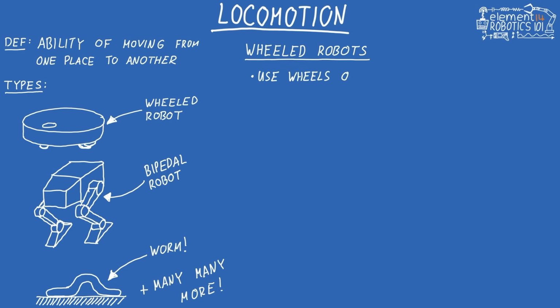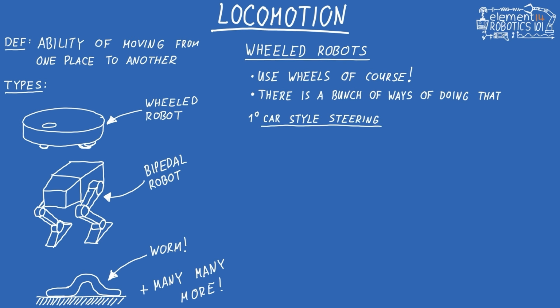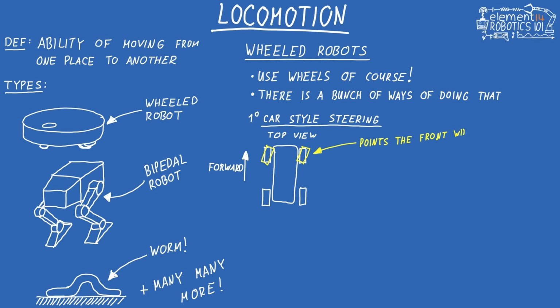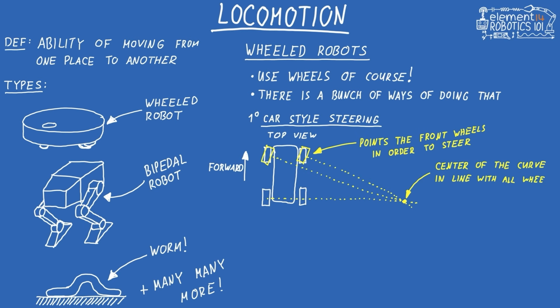And of course they use wheels. But there is a bunch of different types of wheels and ways they can use wheels. If we take a look at a simple car and how a car steers, it steers by changing the angle of its front wheels when you turn the steering wheel, and all of the wheels are just pointing at the same point, the center of rotation for the curve.